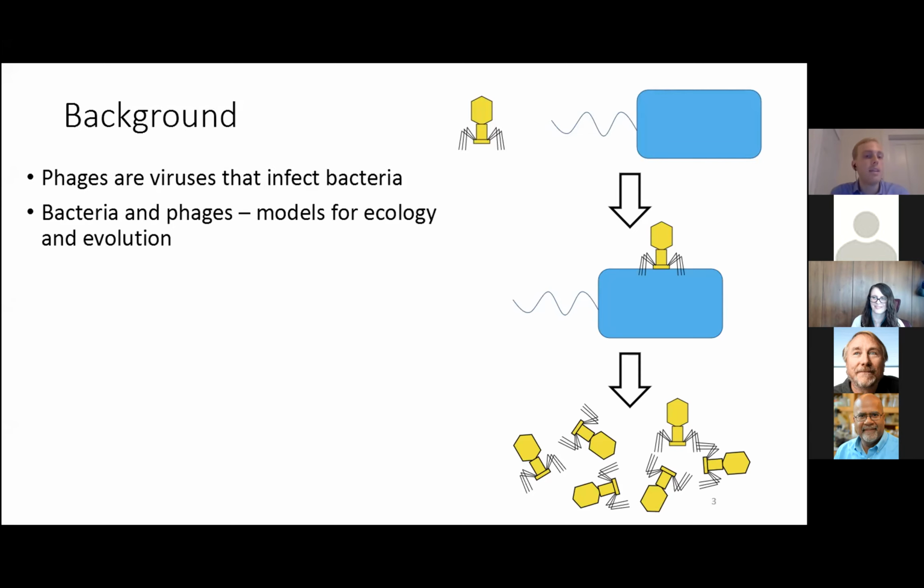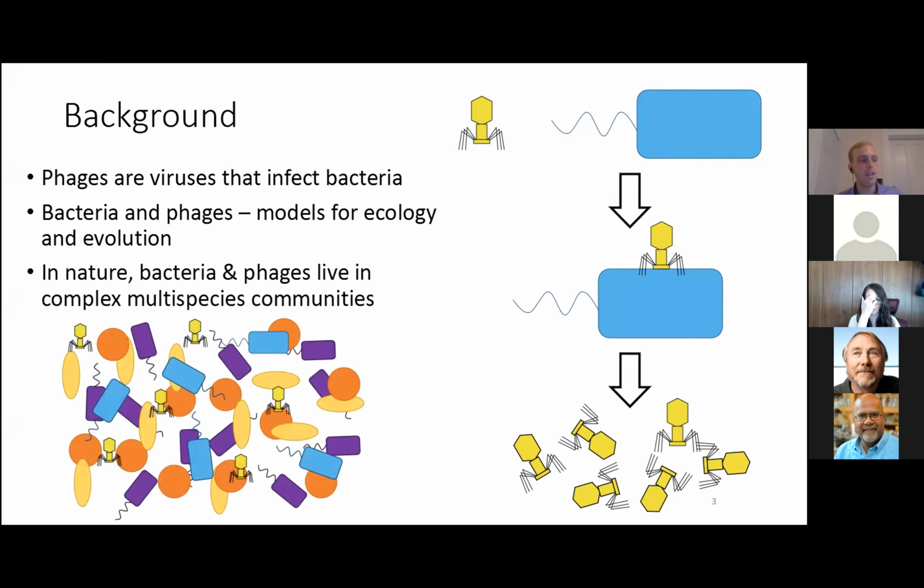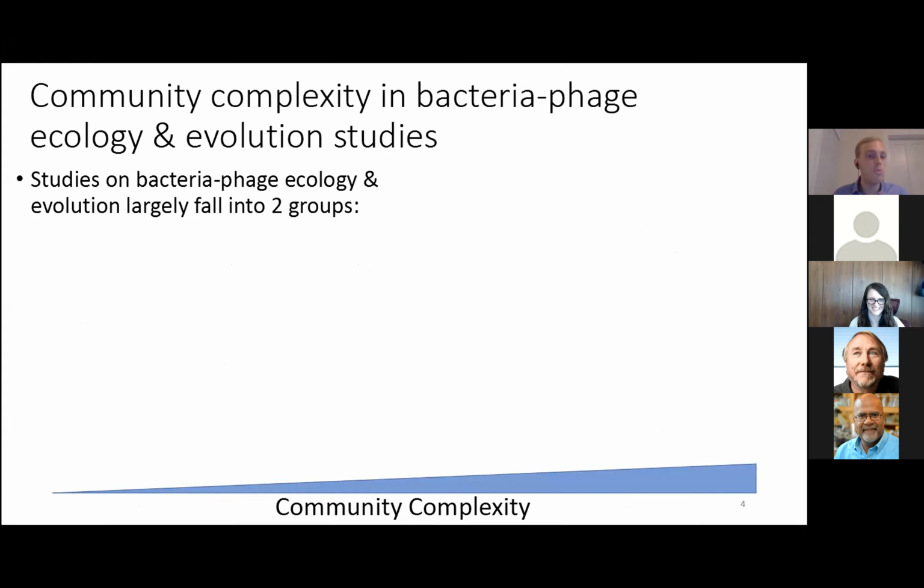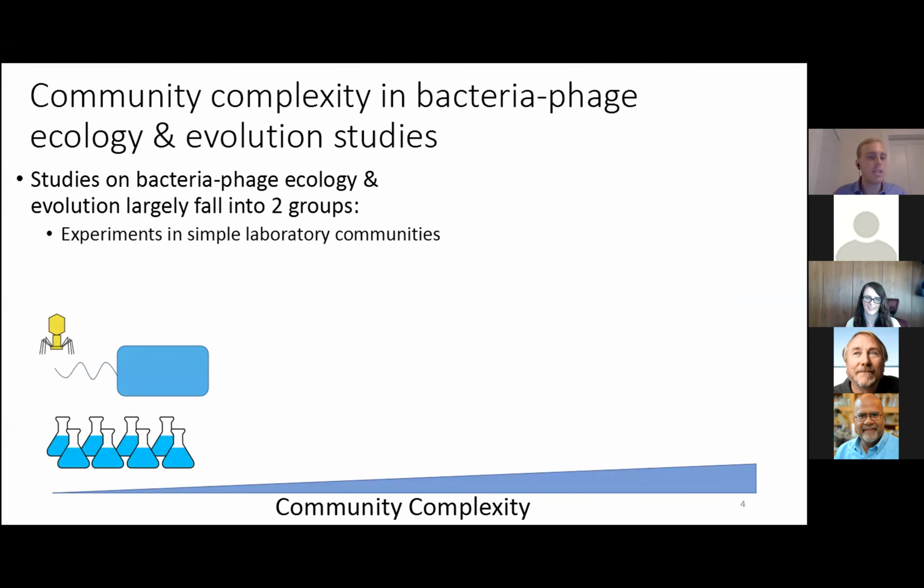processes. In nature, bacteria and phages often live in really complex multi-species communities. But despite that reality, studies on bacteriophage ecology and evolution haven't exactly matched that natural structure. Largely there are two bodies of work that have studied bacteriophage ecology and evolution. The first is the very simple reductionist approach of running experimental evolution, often in simple laboratory communities with usually one phage and one bacteria in flasks or test tubes. These experiments provide a lot of experimental tractability, but obviously don't mirror the natural world very closely.